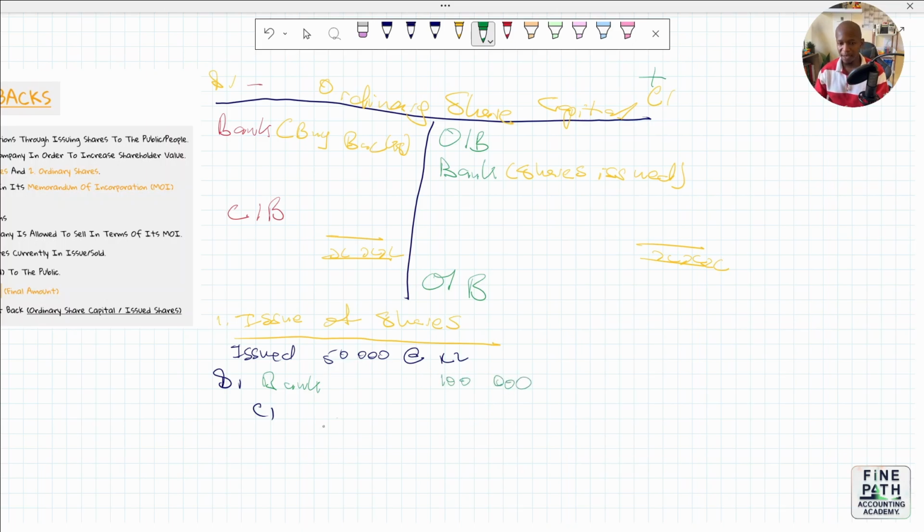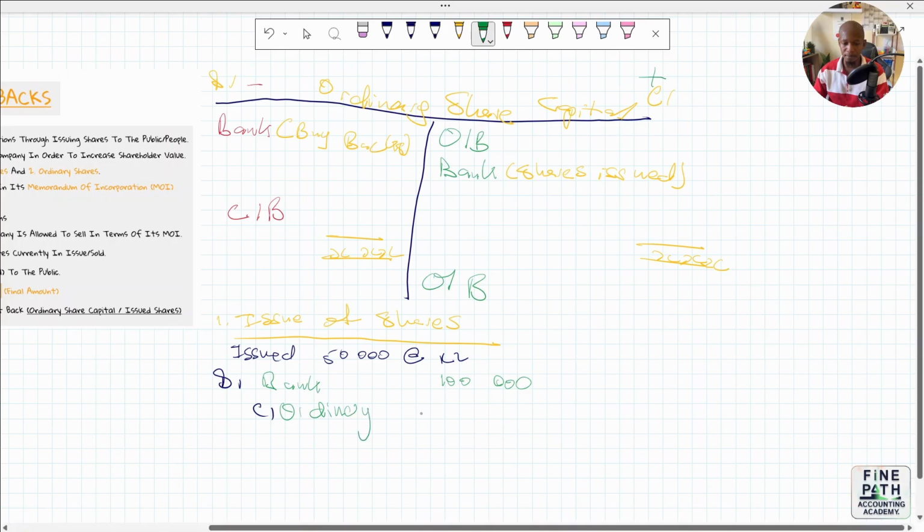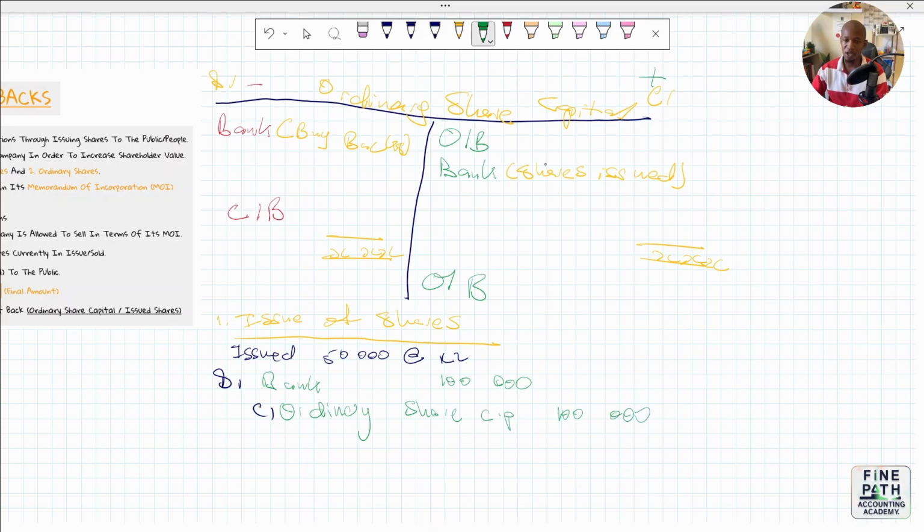Right? And now we need to look at the credit. What are we recording at the credit? We've issued 50,000 shares and people have bought 50,000 shares, meaning that the ordinary share capital invested in the company is increasing. So here we would need to have our ordinary share capital at that same 100,000 that we have there. So that 100,000 is basically that 50,000 multiplied by the 2 rands, right?